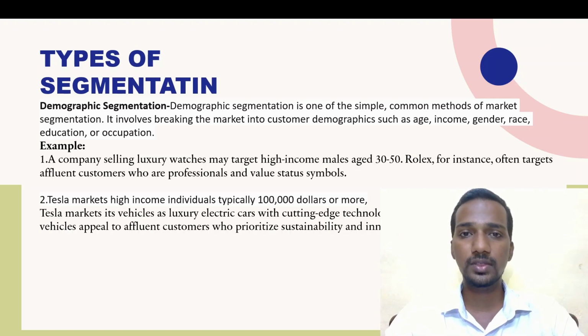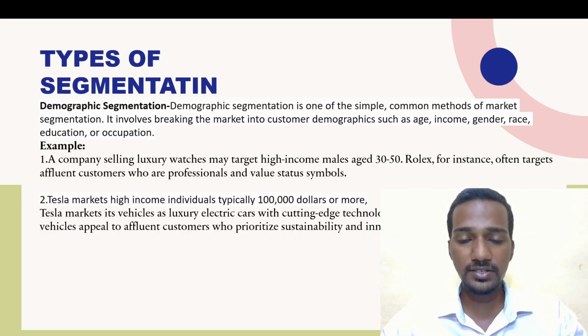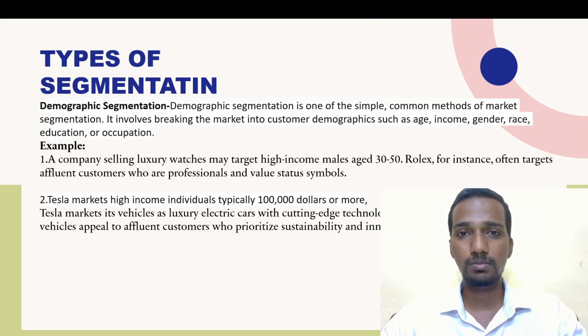Let's try to understand with a real life example how a company uses these factors to target customers. Let's take the Rolex company. Primarily it targets the age group between 30 to 50, because in that age group there are working people, high professionals who value status symbols and who have a high income level. So they target that 30 to 50 age group.